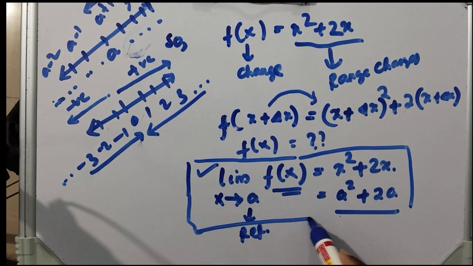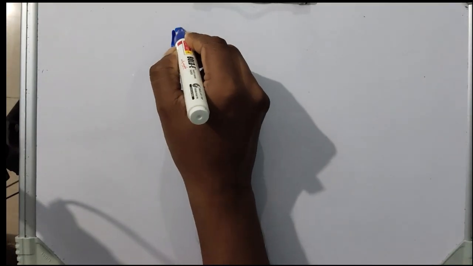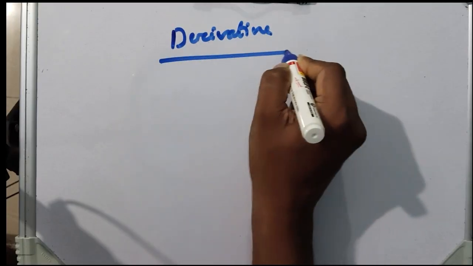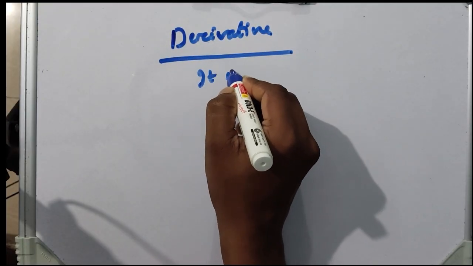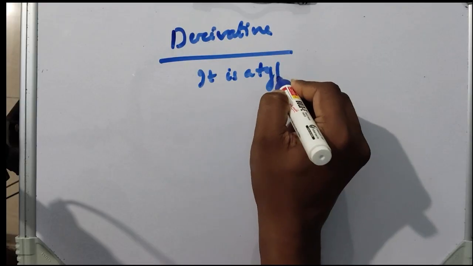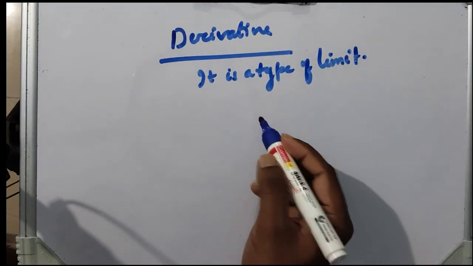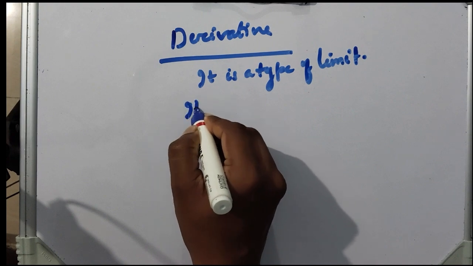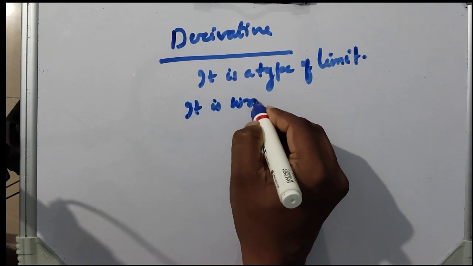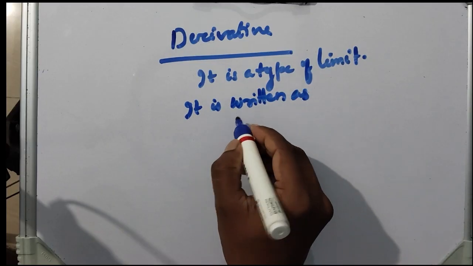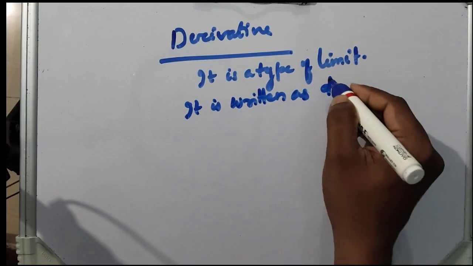So now let's move to the derivative part. Derivative is a type of limit, and it is written as d.